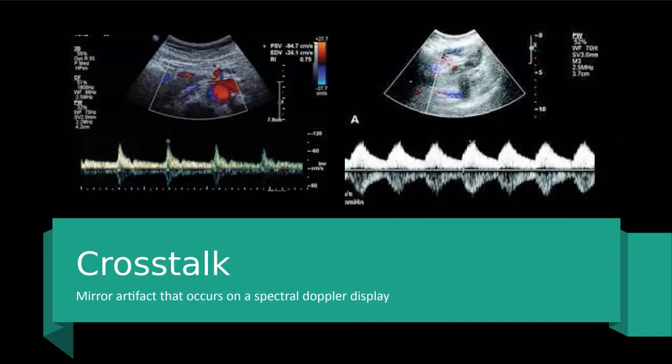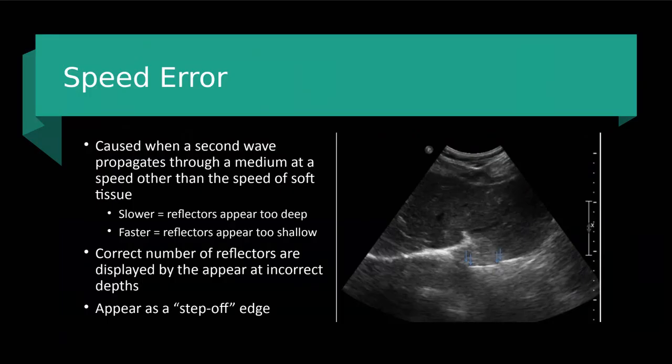Next, we have crosstalk. We learned about this last week, so it's that mirror artifact, but when we're using it for Doppler, we know how to adjust for that. We're turning our gain down. We are increasing our scale. So we're going to carry on.